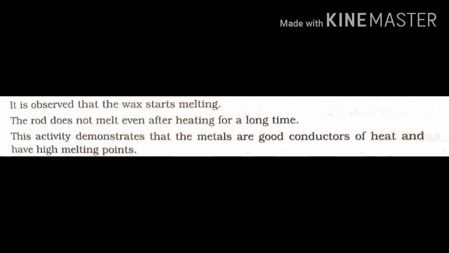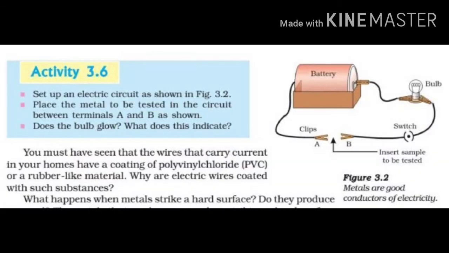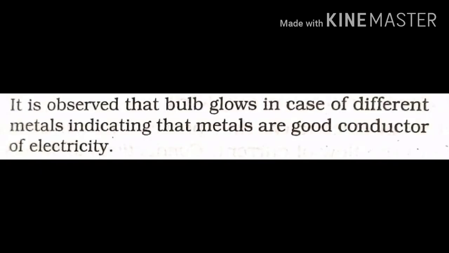Activity 3.6. Set up an electric circuit as shown in figure. Place the metal to be tested in the circuit between terminals A and B as shown. Does the bulb glow? What does this indicate? It is observed that the bulb glows in case of different metals, indicating that metals are good conductors of electricity.